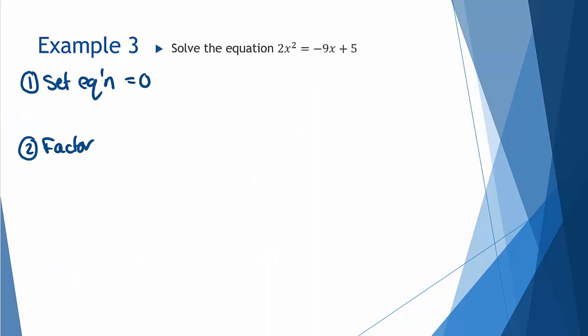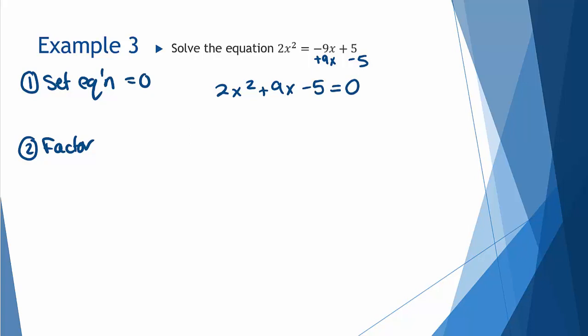We're going to look at a similar example. So again, it's asking us to solve the equation 2x squared equals negative 9x plus 5. So we're first going to set the equation equal to 0, so we'll bring everything to one side. So I'm going to add 9x and I'm going to subtract 5. So I get 2x squared plus 9x minus 5, and we have it equal to 0. Then we need to factor.